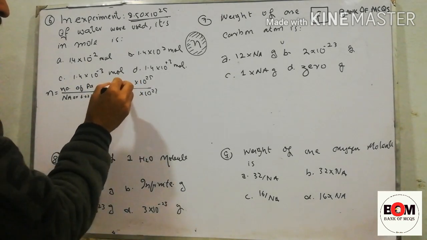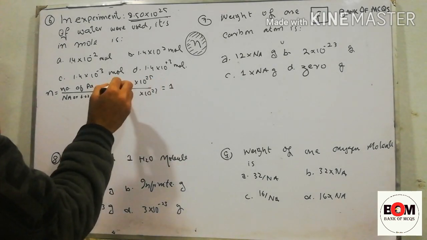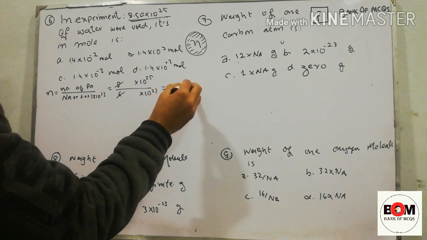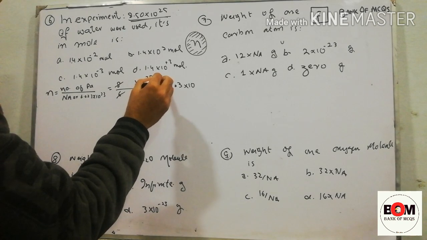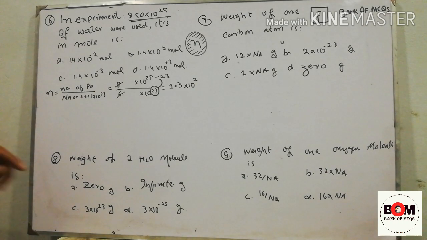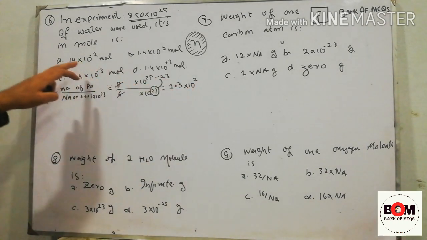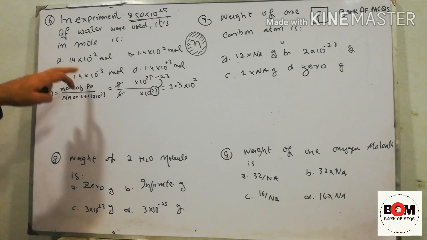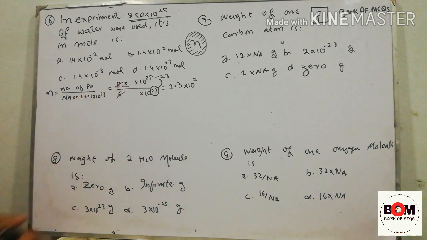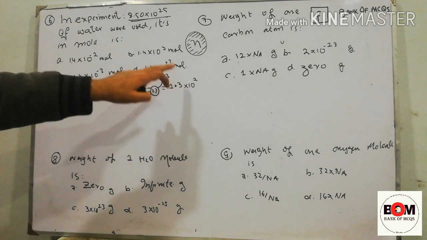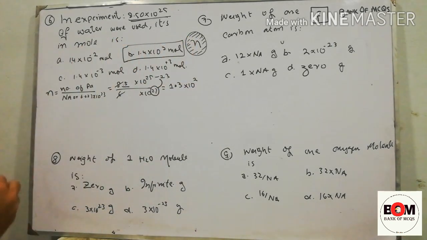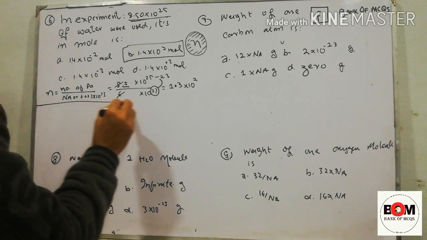So we know that 6 ones are 6, and 2 remain 20, 6 3s are 18. So 1.3 multiplied by 10 to the power, this 23 will go upward, so it will become minus 23, and we will gain multiplied by 10 to the power 2. So the option is 1.3 multiplied by 10 to the power 2. As there is no 1.3, we will choose 1.4 because we have ignored the terms after the decimal here. So 1.4 multiplied by 10 to the power 2 is the correct answer, that is option B.